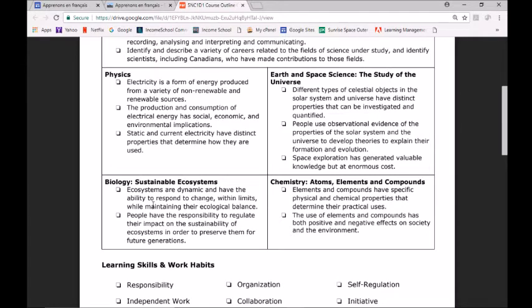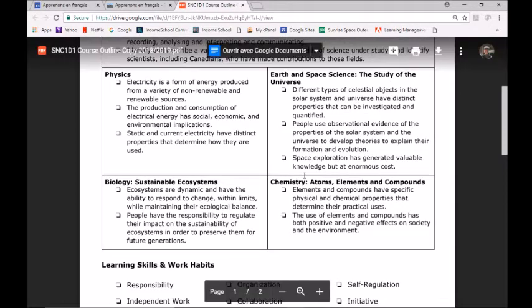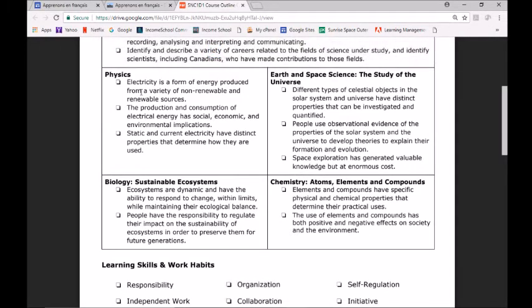The other 3 strands, we will figure out the order later on, but one is about electricity. And that one is to see that electricity is a form of energy produced from a variety of non-renewable and renewable sources. Second portion will be that the production and consumption of electrical energy has social, economic, and environmental implications. And the third portion will be that static and current electricity have distinct properties that determine how they are used.